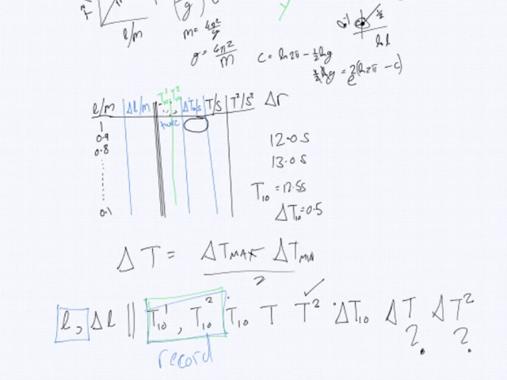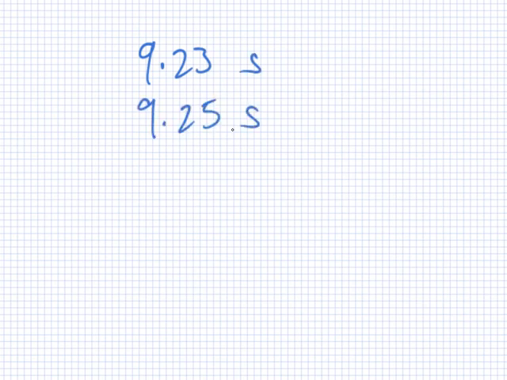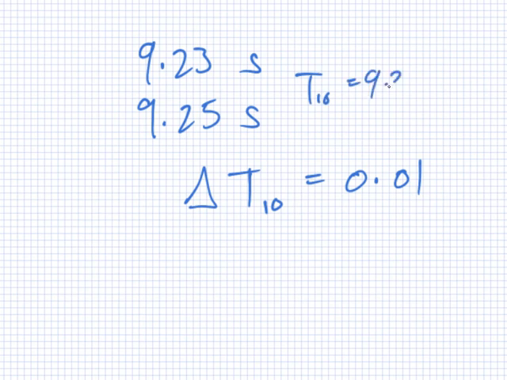1, 2, 3, 4, 5, 6, 7, 8, 9. Stop. Now, what did you get? 9.23. And what did you get over there? 9.25. All right. 9.23 seconds, 9.25 seconds. The error was 0.01. Cool. No, because remember the time that we use is 9.24 seconds, plus or minus 0.01 seconds.